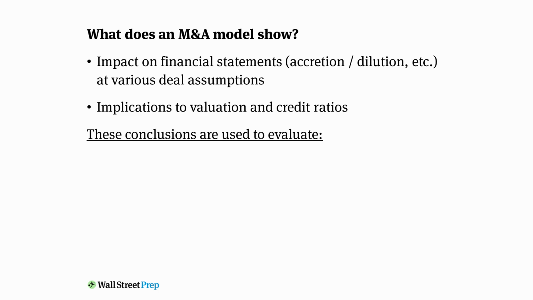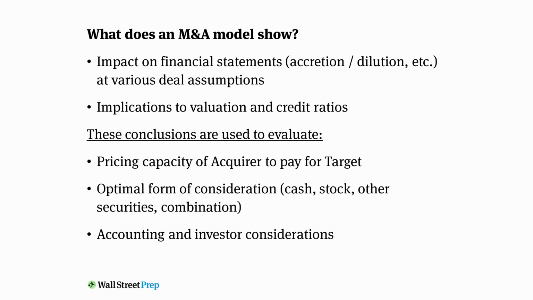Now, these conclusions, the things that we're going to be able to look at once we build our model, will enable us to understand whether a deal is feasible. What is the pricing capacity of the acquirer to pay for a target? And just as importantly, what is the optimal form of consideration from an accounting standpoint, from a valuation standpoint? Is it cash? Is it stock? Is it some combination of the two? And of course, what are the accounting implications to doing the deal?